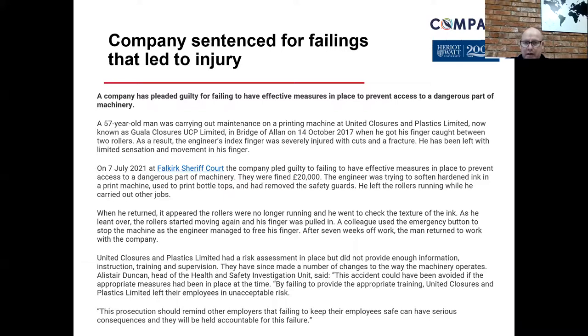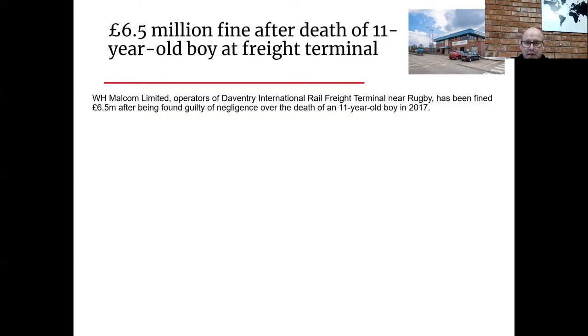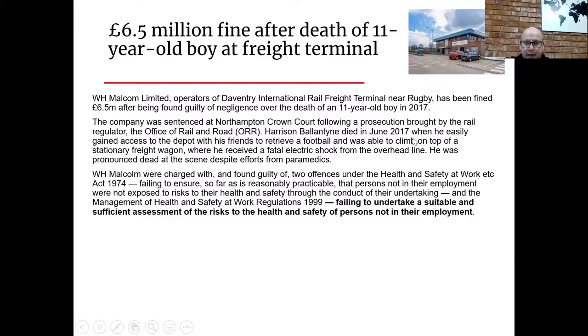But in the earlier section, it says that the risk assessment was not suitable and sufficient. As is the next example, a £6.5 million fine here, for an 11-year-old boy that died as a result of this freight terminal accident. So as you can see, he fell to his death in that respect. But if we look at how he died in June 2017, he easily gained access to the depot, you know, the 'easily' bit standing out there, with his friends to retrieve a football, and was able to climb on top of a stationary freight wagon, where he received a fatal electric shock from the overhead line. He was pronounced dead at the scene despite efforts from paramedics. So what they're basically saying, as you can see in the bold, is that it was too easy for that child to get up there and put themselves at risk. So they failed to undertake a suitable and sufficient risk assessment because they didn't identify the risk and put controls in place to minimize access to it.